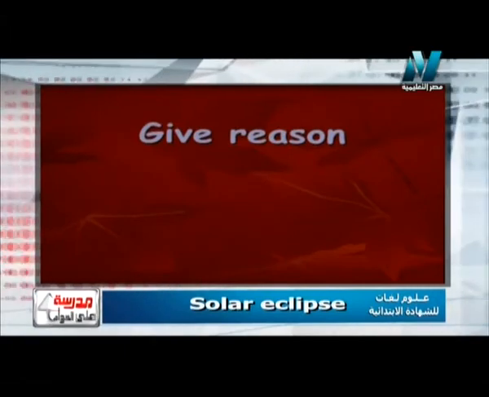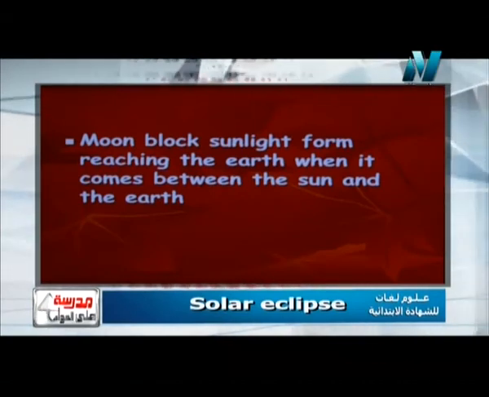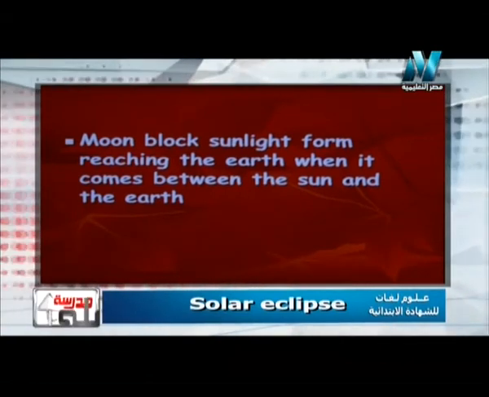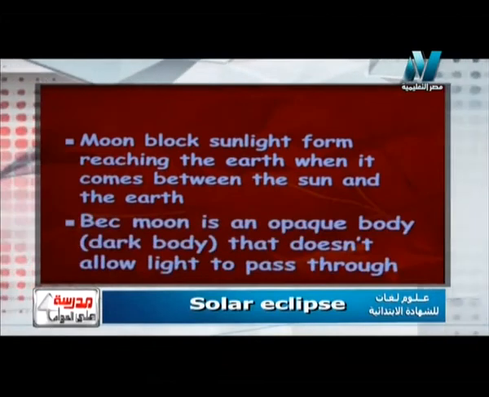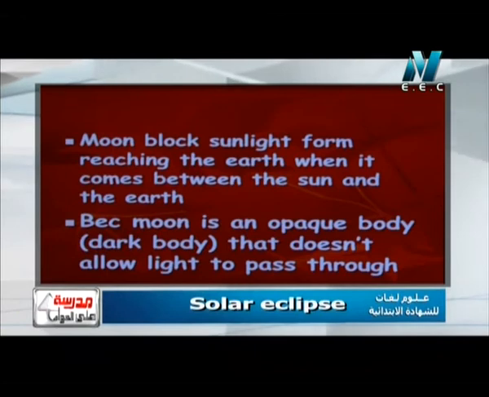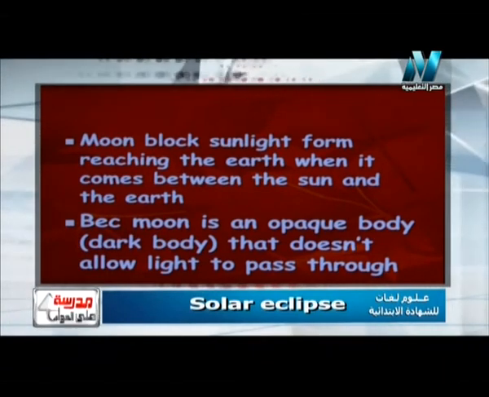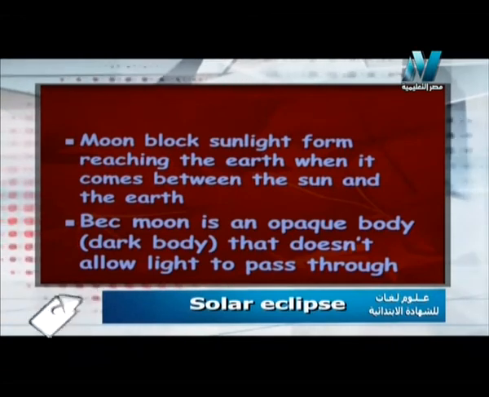Okay, so I have a very important give reason before we see the short video about the solar eclipse. First give reason: the moon blocks sunlight from reaching the earth when it comes between the sun and the earth. Why does the moon block sunlight? Surely because the moon is an opaque body, or dark body, that doesn't allow light to pass through.